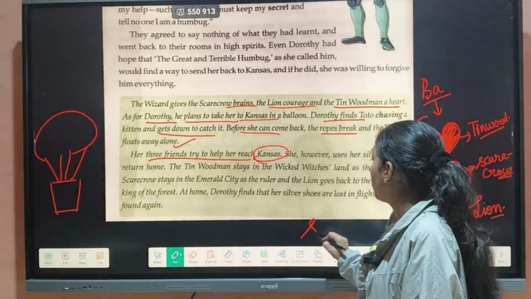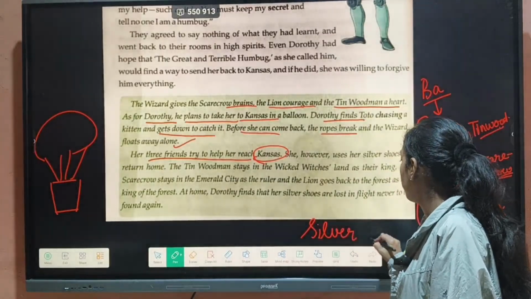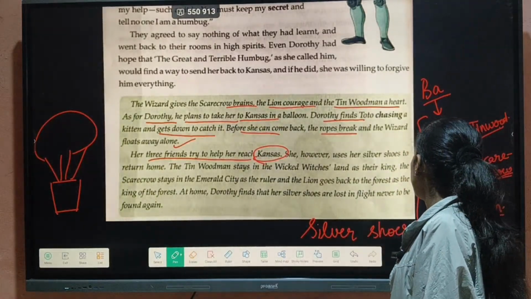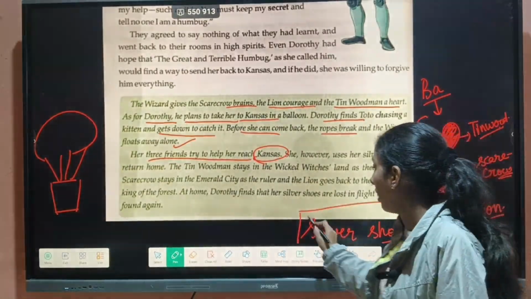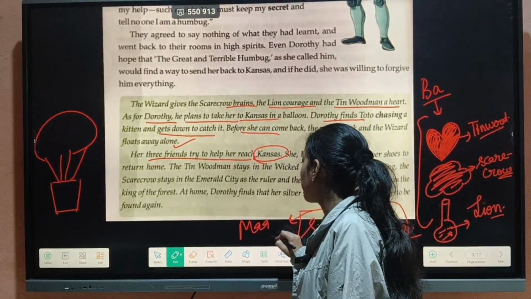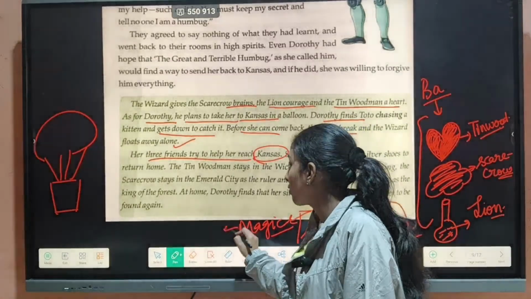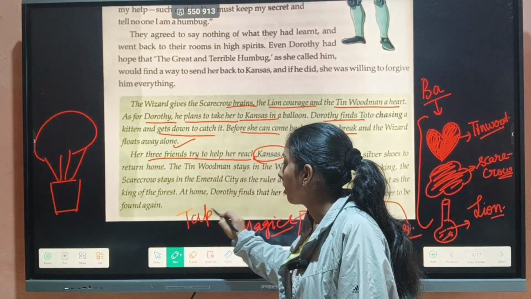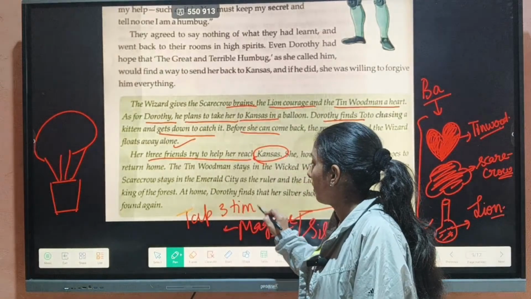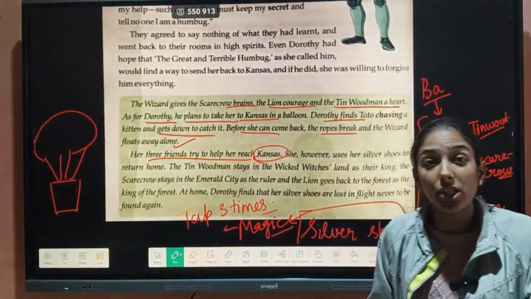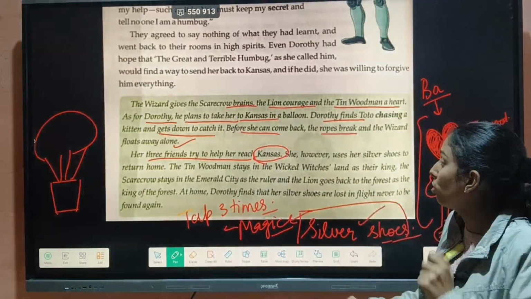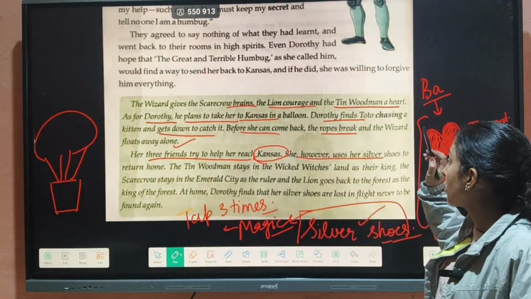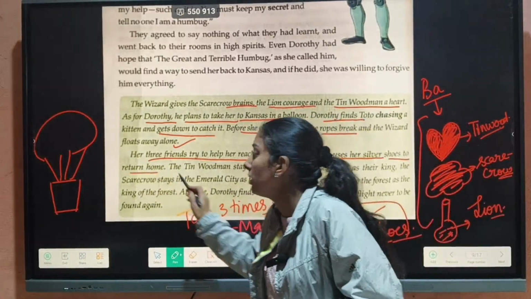Now Dorothy was wearing silver shoes, beta. Those silver shoes were magical. They had magic in them. If she taps her shoes 3 times, then she will reach wherever she wants. This was the magical power in her shoes. She, however, uses her silver shoes to return home.